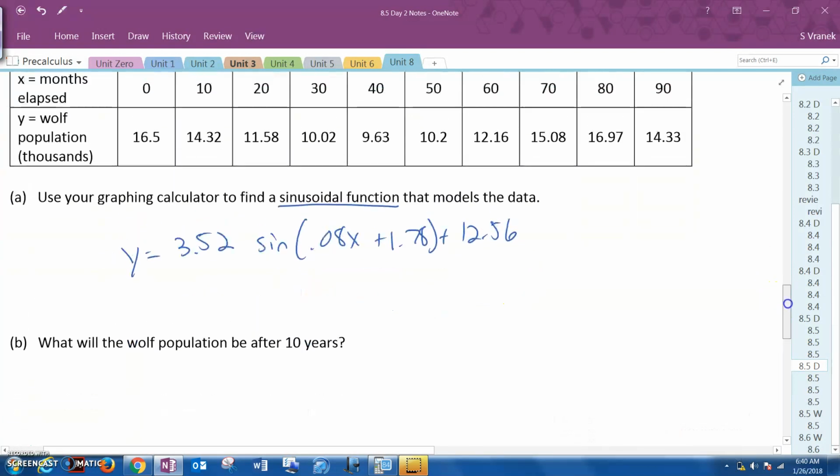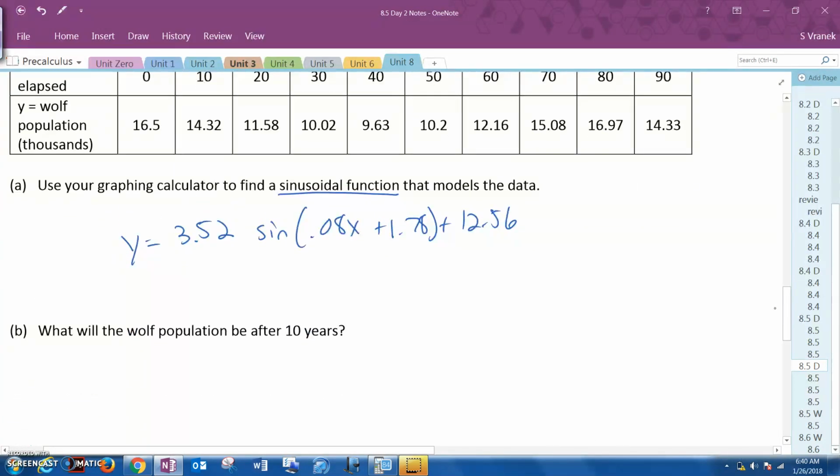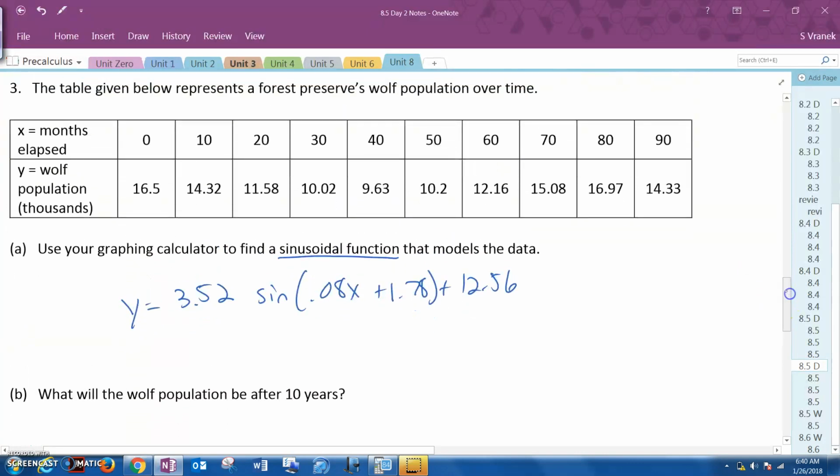The last thing you have to do is answer, what will the wolf population be after 10 years? Now you have to be careful. I didn't talk about this yet, but you have to look at your data table. X is in months. So it says 10 years, but you have to use months because that's what this function's doing. And the wolf population is in thousands. So it's very important to notice that. Instead of 10 years, I want to do 120 months.